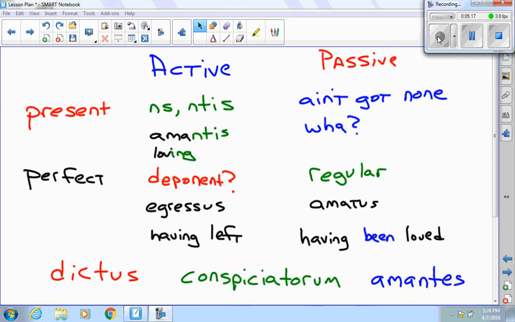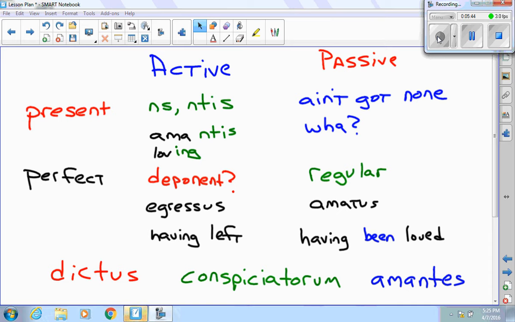Next, we have identifying participles. Again, a chart that I've used before. We have present and perfect participles. That's all we have. We have a present active participle. As you can see, we have NS and NTIS. That signifies the present active participle. You can see that the NTIS equals the ing in loving. So amantis is loving. For the present passive, ain't got none. What? That's right. There is not a present passive participle.